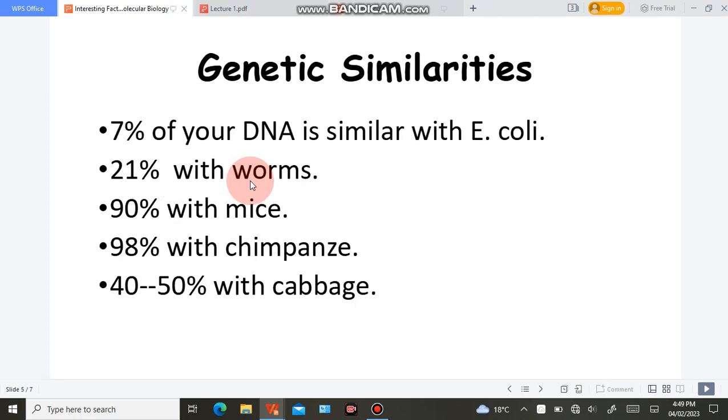The DNA of one species is also similar to that of another. As you can see here, 7% of your DNA is similar with E. coli, 21% of your genetic material is similar with worms, and 90% of your DNA is similar with mice. Your 98% of DNA, a huge amount of genetic material, is similar with the chimpanzee, that is the monkey. And 40 to 50% of your genetic material is similar with cabbage.